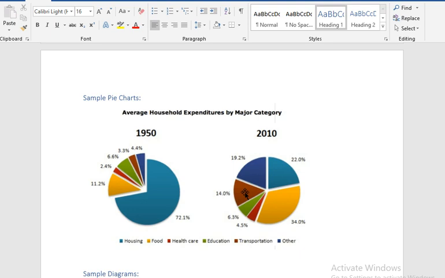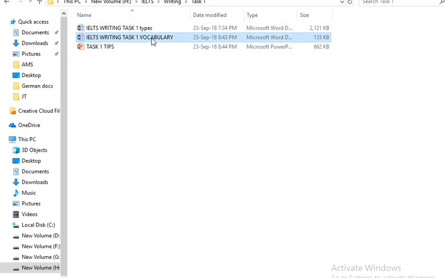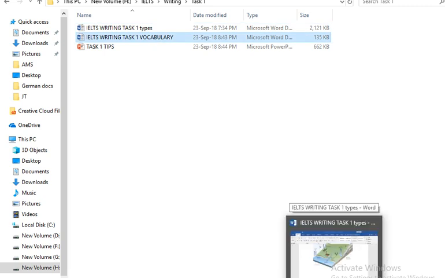So the first thing is to write the first paragraph, where you give the introduction of the task 1, that the given two charts compare the household expenditures of 1950 and 2010, and then you will start that in 1950 we had 72.1% of expenditure on housing, but in 2010 the value plunged to 22%. It decreases. And if you can take this vocabulary, it's pretty good vocabulary, you can use these words in your IELTS task 1.